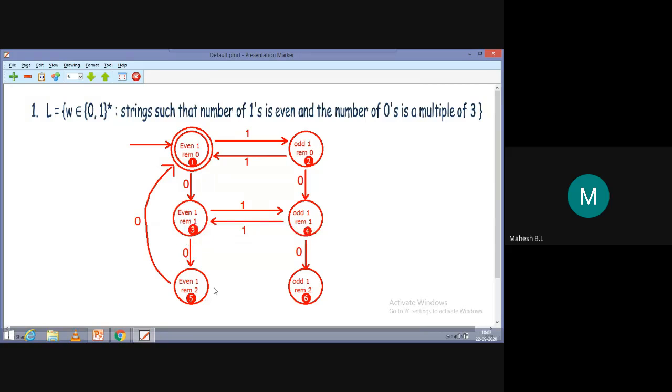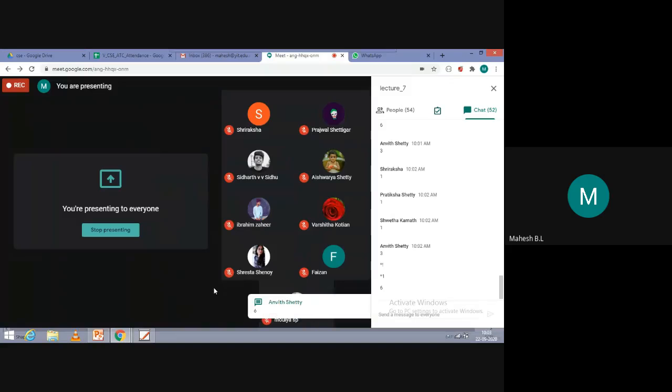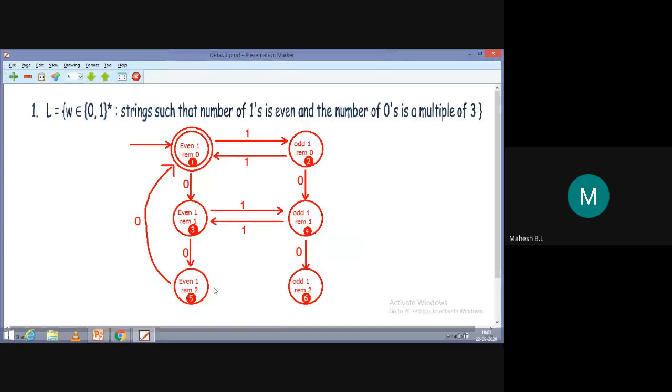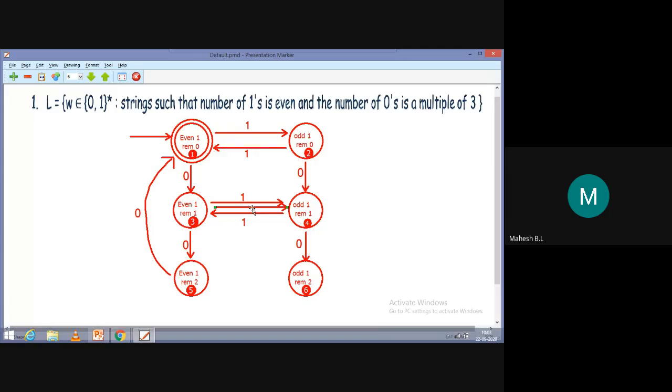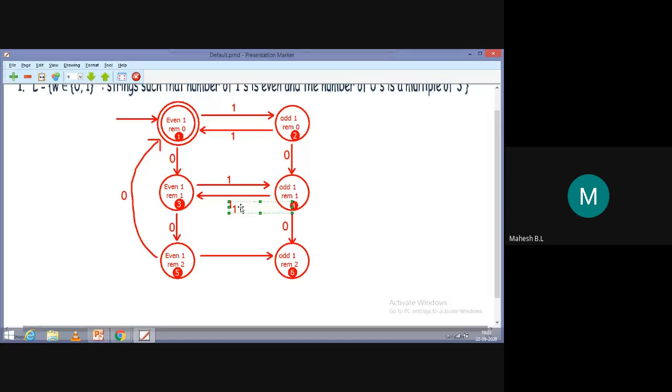Now in state 5, if the input symbol is 1, what transition are you going to make? State 5, input symbol 1, you are going to make a transition to state 6. Yes. We make a transition to state 6 on input symbol 1, state 5 to state 6. Okay.